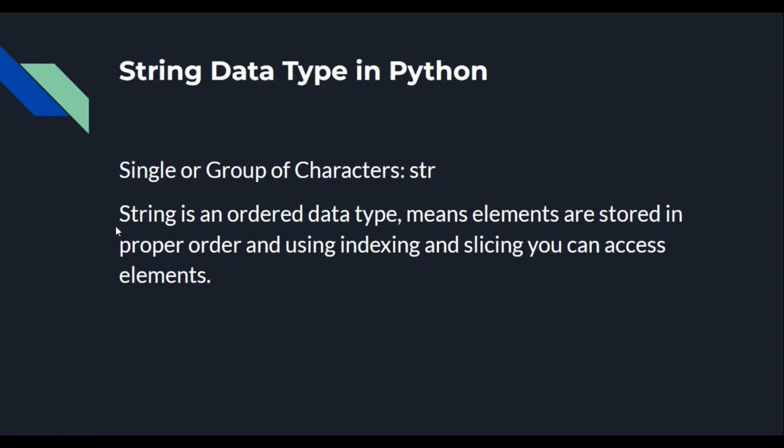Next, string is an ordered data type. So what is meant by ordered data type in Python? It means whatever elements are in that data type are stored in proper order, right? And using indexing and slicing you can access elements. In this video we are going to see indexing. In the next video I will explain slicing. So first we will see indexing.